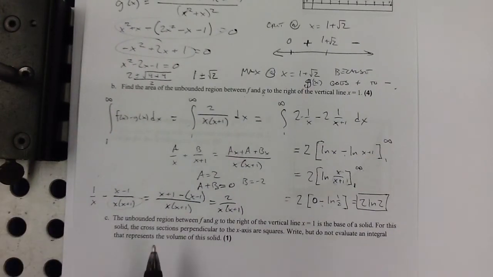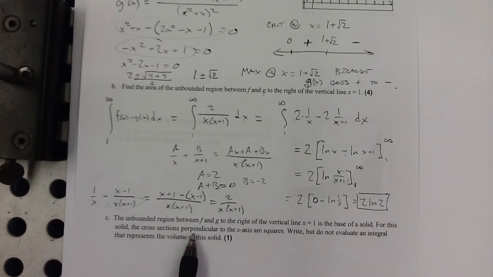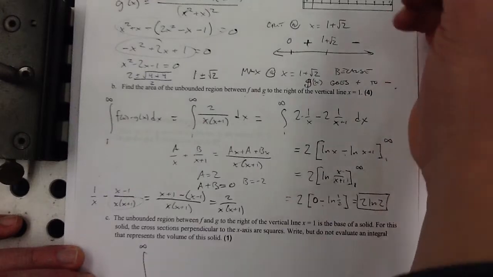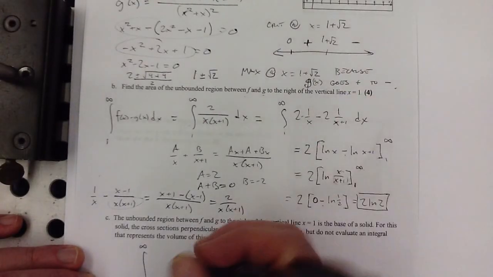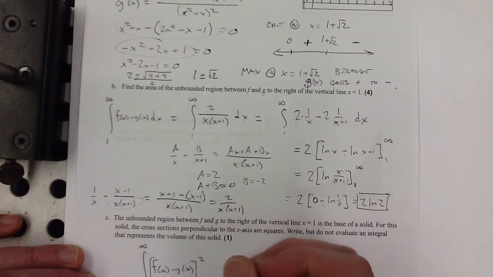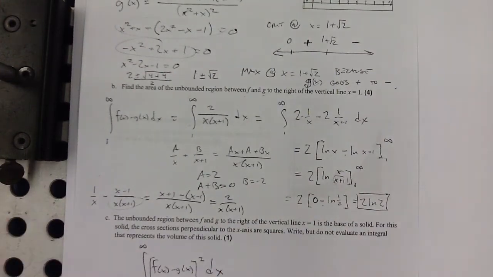Part C. The unbounded region between f and g to the right of the vertical line x equals 1 is the base of a solid. For this solid, the cross sections perpendicular to x are squares. They want me to write, but do not evaluate an integral that represents the volume of this solid. So same thing, 0 to infinity. Now the distance between these is just the side of a square. The distance between them would be f of x minus g of x. So that distance squared. That's it. Now whether that's defined or not, we don't know.